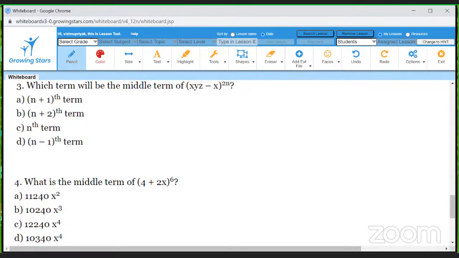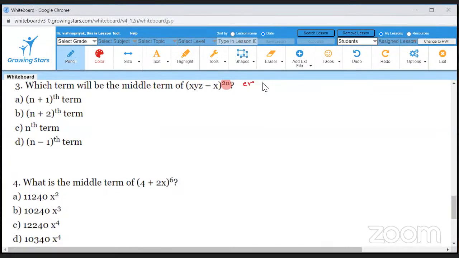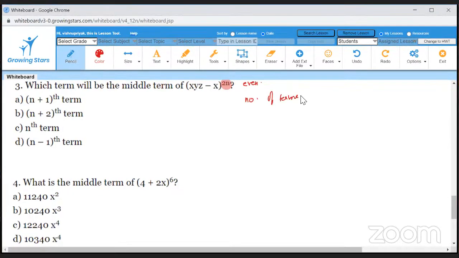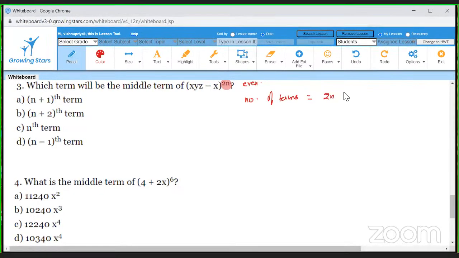If you see question number 3, which term will be the middle term of x y z minus x power 2n? Clearly, you can see the power is even number. 2n means even number. And the power is even number means you will have one extra. Total number of terms will be one extra. That means 2n plus 1 terms will be there.